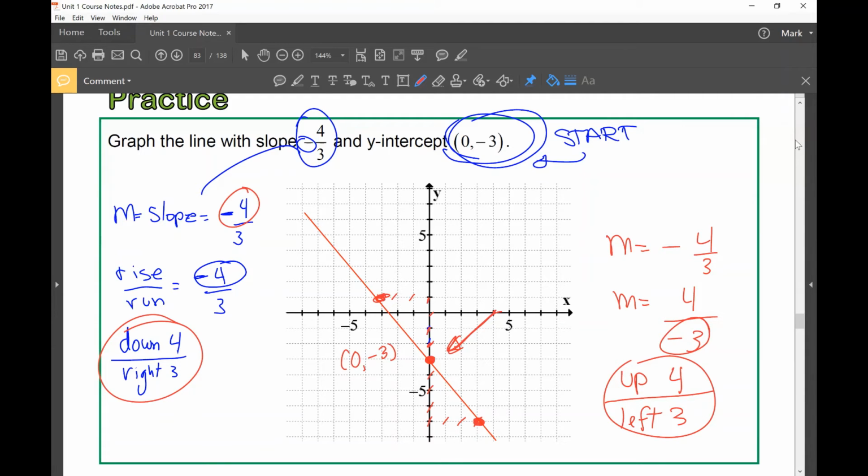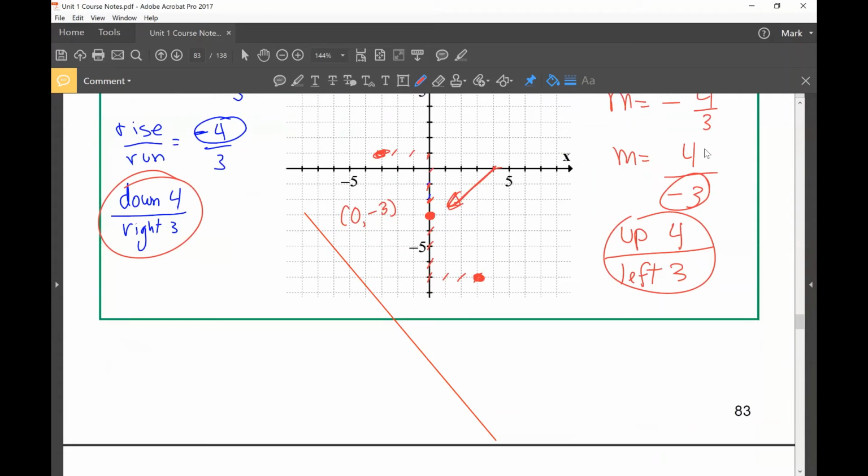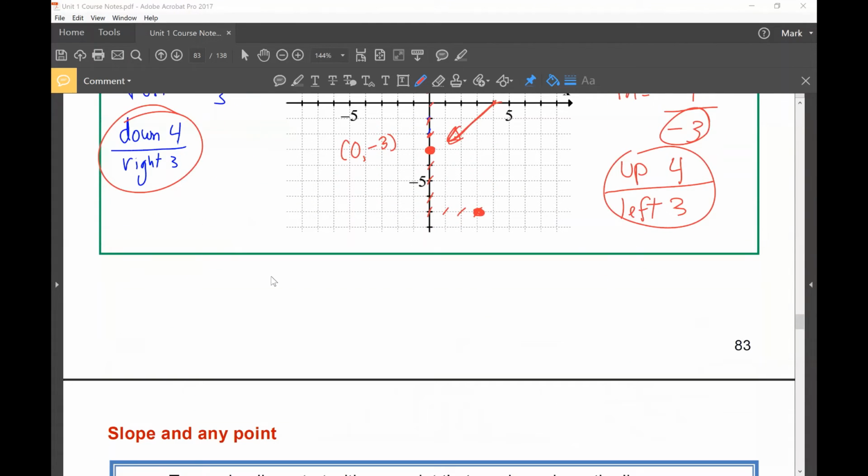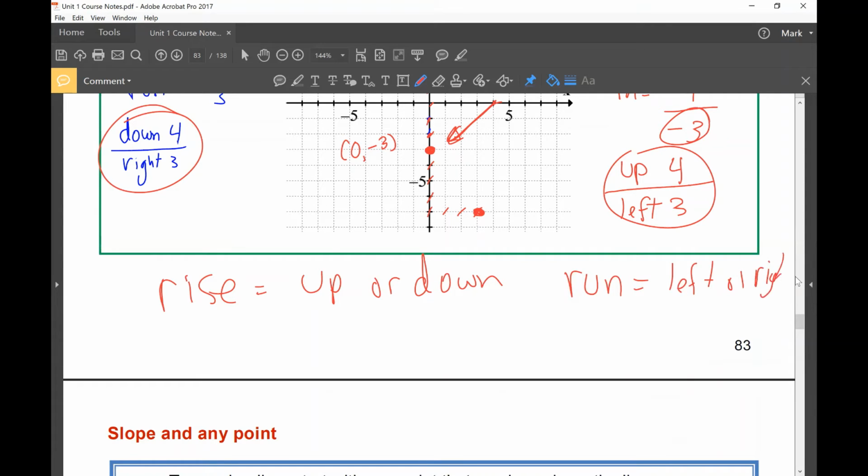Sir, that means rise is up and down, and the run is right to left? Yep, exactly. Perfect. So let me clear my drawing here so I can show just the line. I'm using like 2 programs for this. So the rise is up or down, and the run is left or right. Now, up is positive, down is negative, left is negative, right is positive.